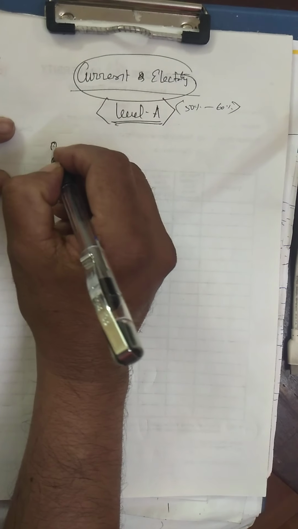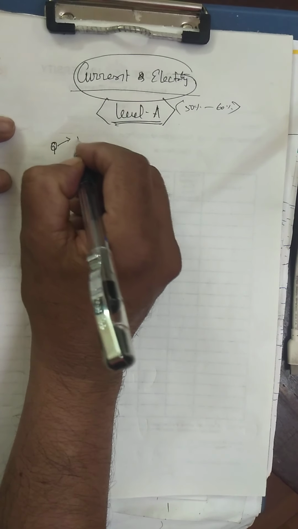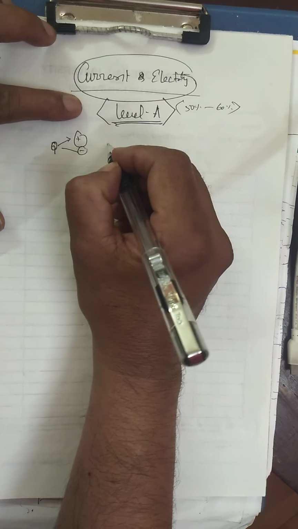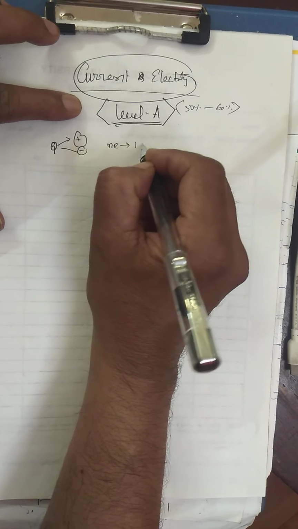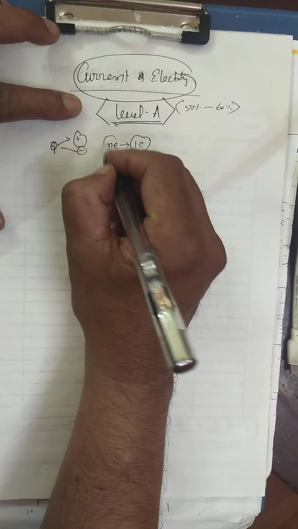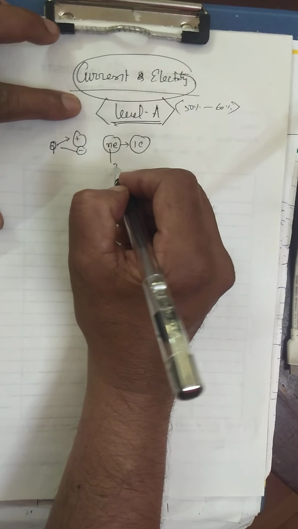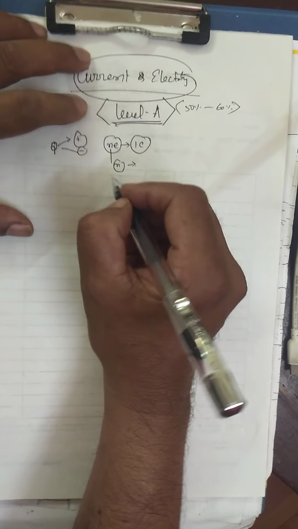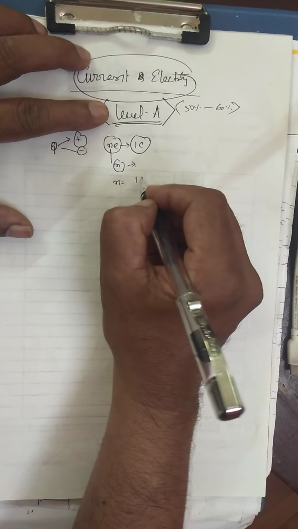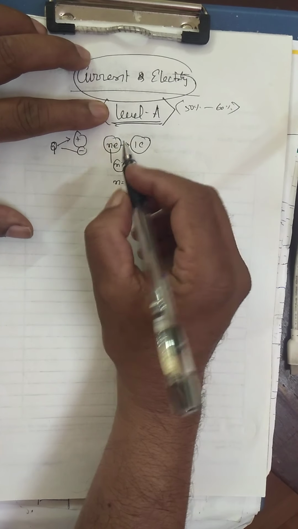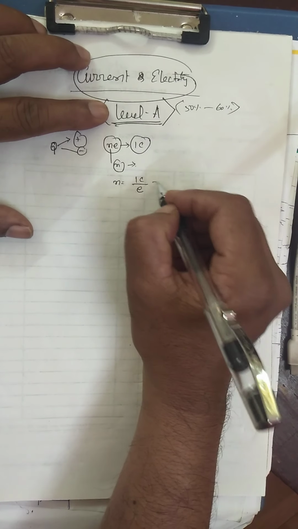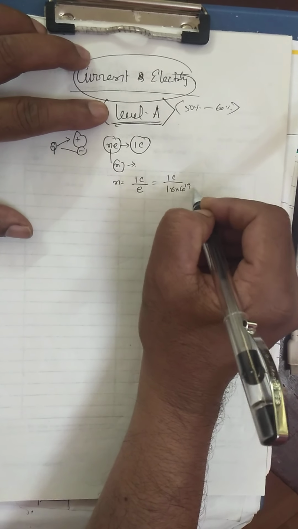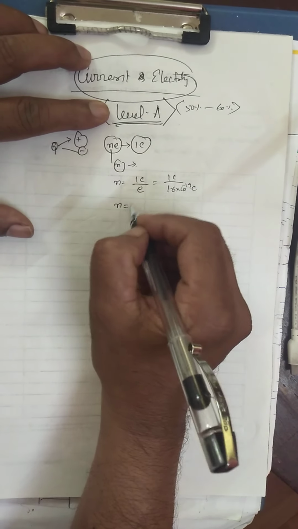Okay, now you know what is the charge. There are two types of charge: positive charge and negative charge. And so many electrons form 1 coulomb. You have also calculated the number of electrons. Number of electrons is 1 coulomb by e. That means how many electrons form 1 coulomb? That is, 1 coulomb divided by 1.6 into 10 to the power of minus 19 coulomb. Your number of electrons is equal to this.